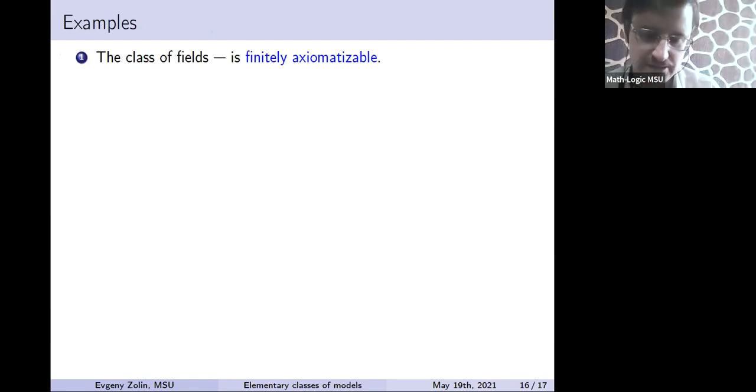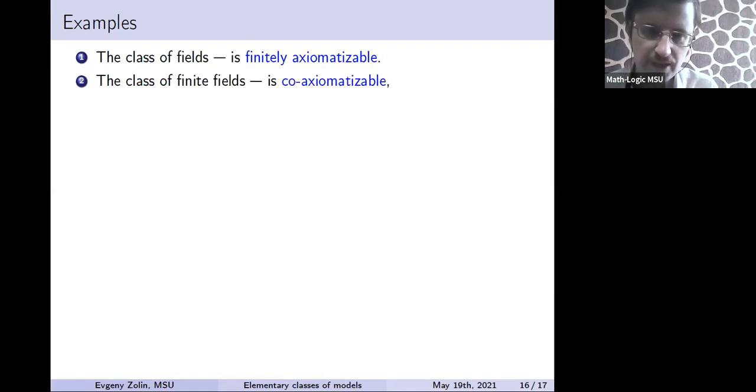Let us consider fields this time, not groups, but fields. So the class of fields is finitely axiomatizable. We have, as far as I remember, 8 or 9 axioms of fields. The class of finite fields is co-axiomatizable. Why is that? For example, the class of fields of cardinality 7 is, of course, finitely axiomatizable.